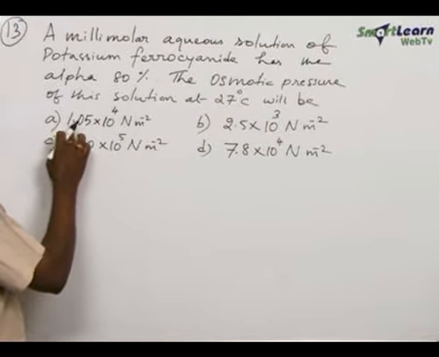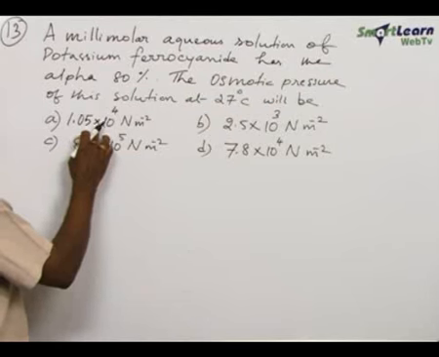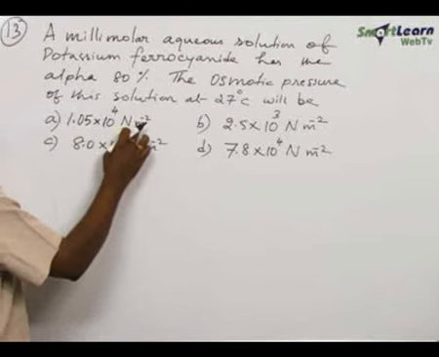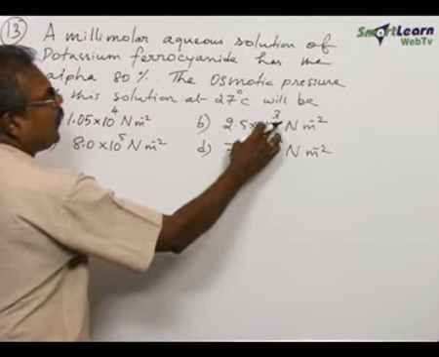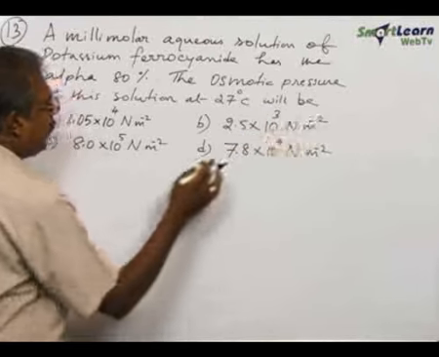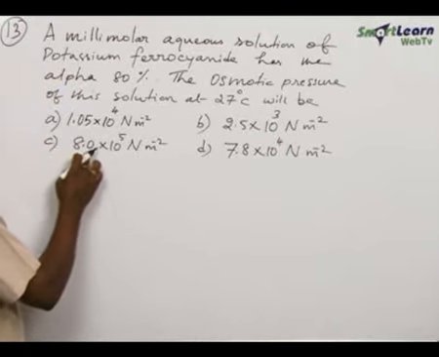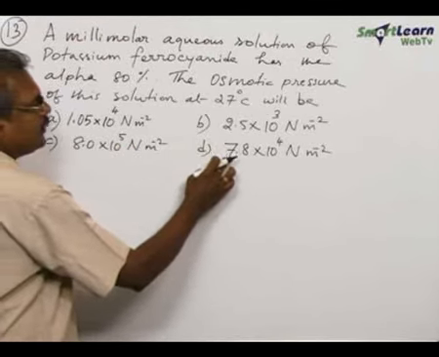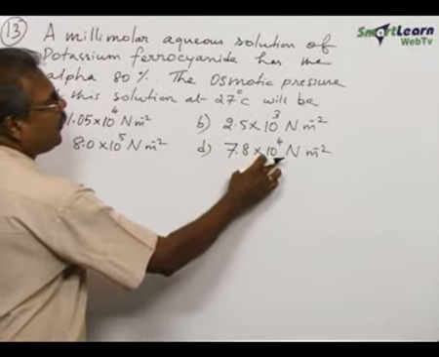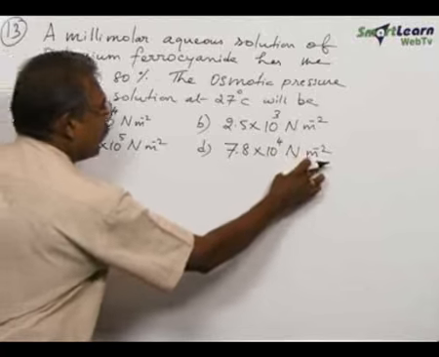Options are A. 1.05 into 10 power 4 Newton per meter square. B. 2.5 into 10 power 3 Newton per meter square. Option C. 8 into 10 power 5 Newton per meter square. And D. 7.8 into 10 power 4 Newton per meter square.